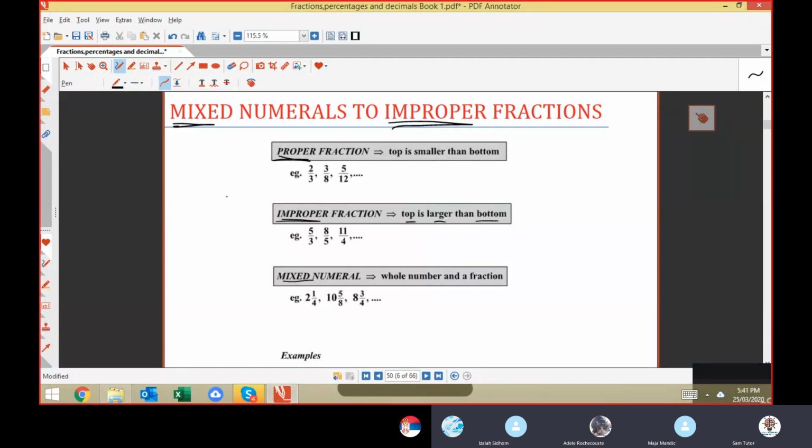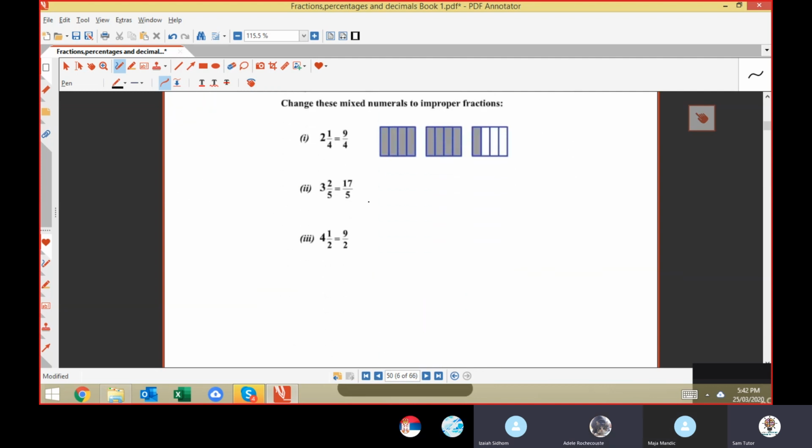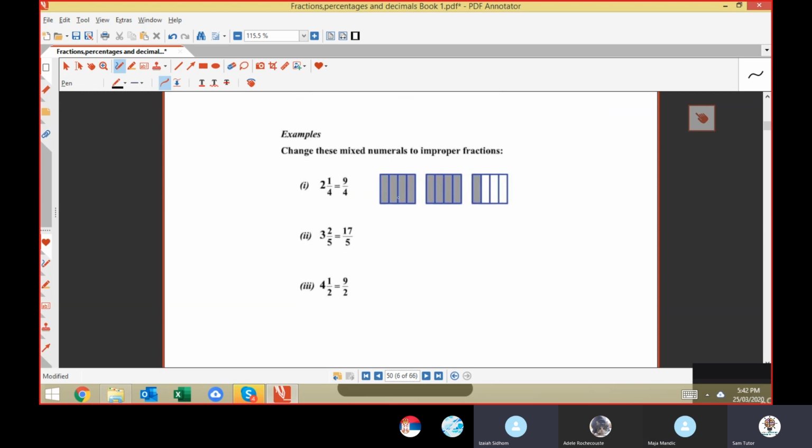Yeah. So 7 over 9, that would be called a proper, because the top is smaller. If I make that into a 17, it will be improper. And then if I write it as 1 and 2 over 3, mixed numeral. All right.